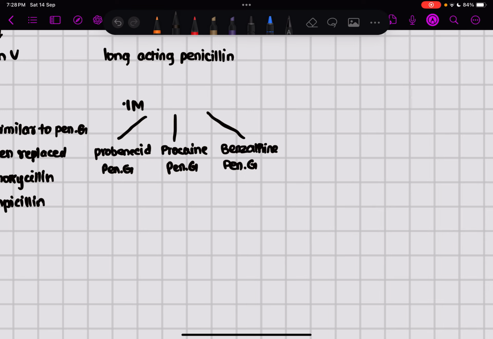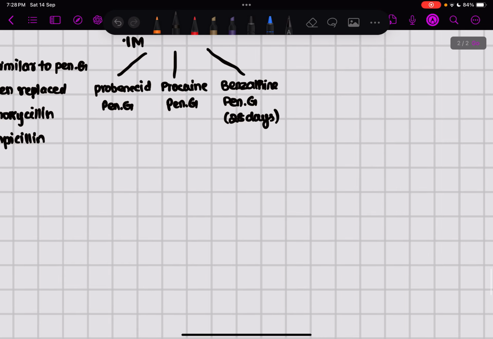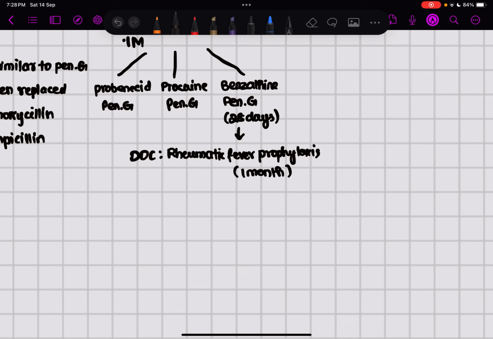This benzathine penicillin G acts longer, for about 28 days, and acts as a depot preparation. Benzathine penicillin is the more important one, and it is the drug of choice in rheumatic fever prophylaxis. 28 days, right? One month, once a month use.